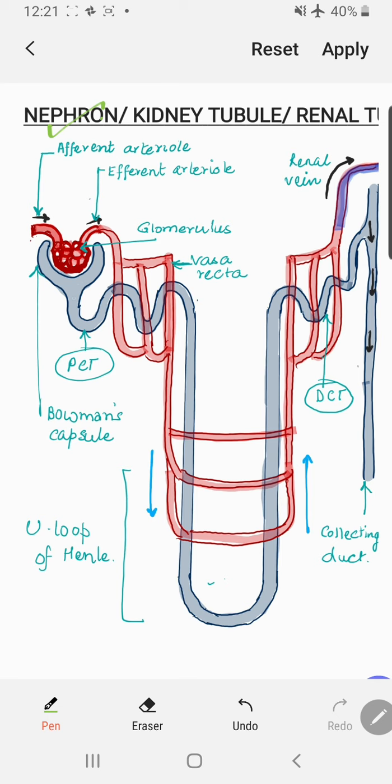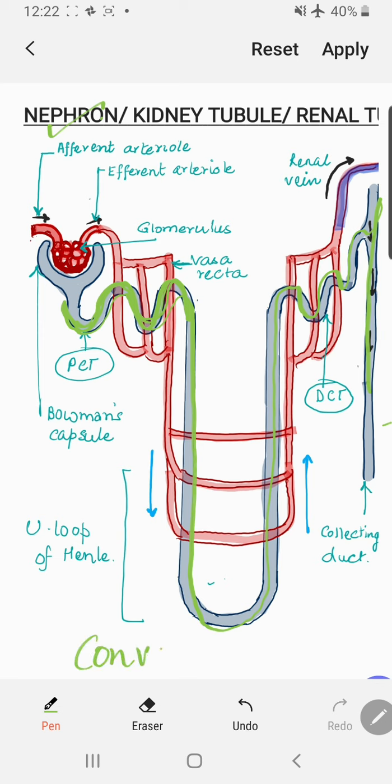Then this Bowman's capsule extends further into a tubular structure. Now this whole structure is a tubular structure. Please see to the pen. This all is tubule, right? And if you can see, just after the Bowman's capsule, the tubule is coiled. See, this is coiled. So coiling is here known as convolution.